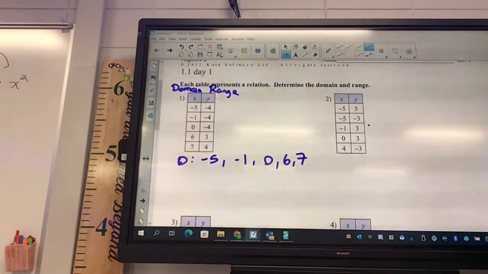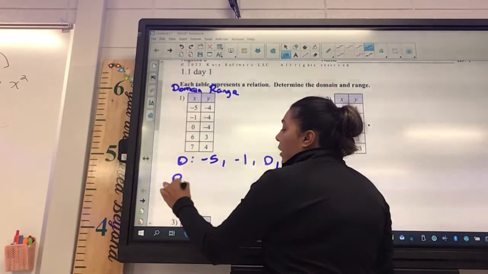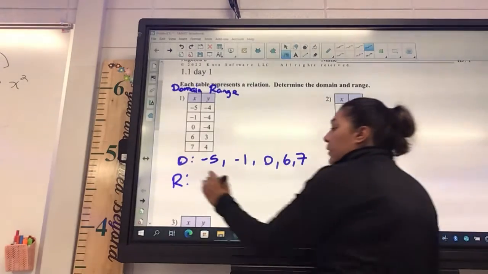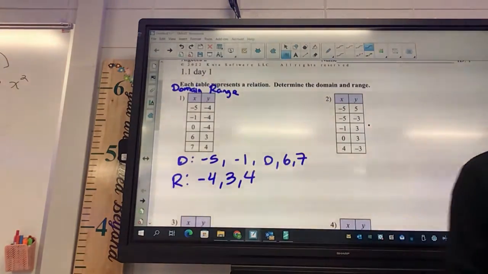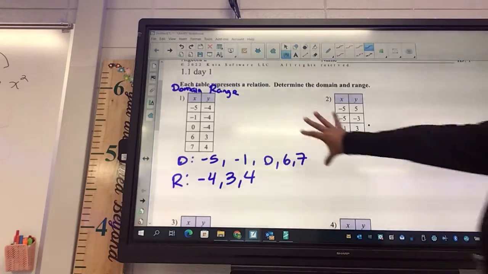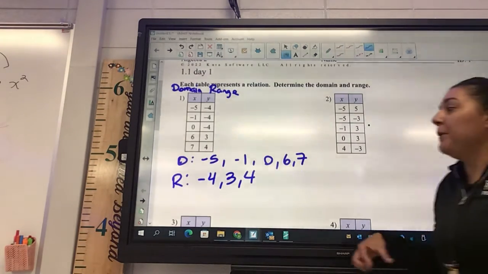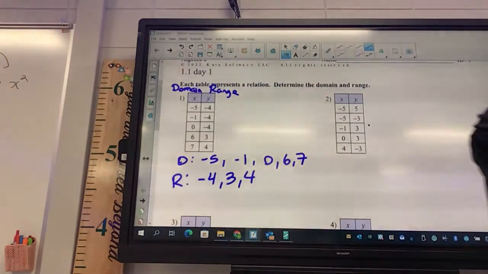Oh, and this is where you can't put the two numbers? Yep. When we look at the range, our range is all the y values: -4, 3, and 4. We don't write it down twice. And that's it. We're done with this one. It's nothing too hard. The main takeaway from today is you need to know that the domain goes with the x's, the range goes with the y's.